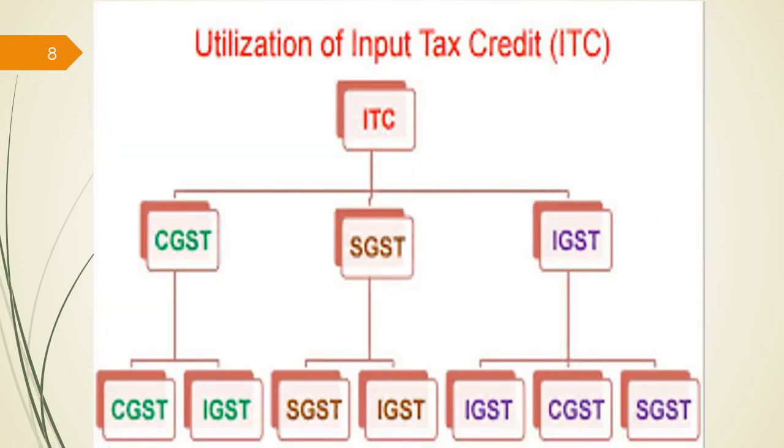So this is the brief summarization of utilization of input tax credit. So ITC is there. There are three tax regimes: CGST, SGST and IGST. So if there is any ITC in CGST, first it has to be used for CGST, then IGST. Then in SGST, if there is any ITC, first it has to be utilized to set off SGST, then IGST, then you can go for CGST. Then if there is any IGST credit, then first it has to be utilized to set off IGST, then the taxpayer has a choice. Either he can use it for CGST or SGST according to his choice.